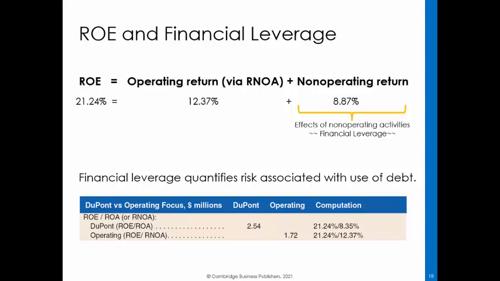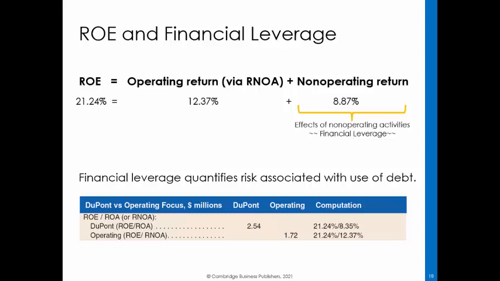Boston Scientific's ROE of 21.24% consists of an operating return of 12.37% and a non-operating return of 8.87%. Financial leverage relates to the degree to which the company uses borrowed money. While financial leverage increases risk, it also increases the return to shareholders, but only if the borrowing rate on the debt is less than the yield on the assets.